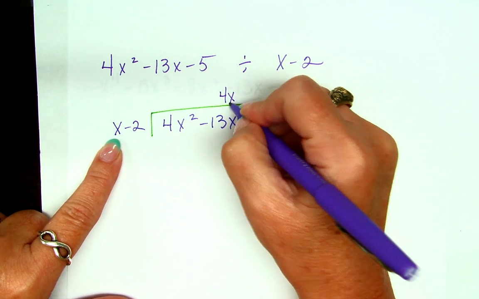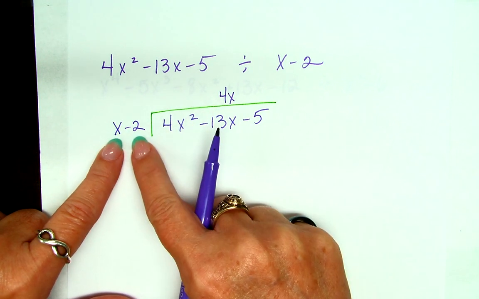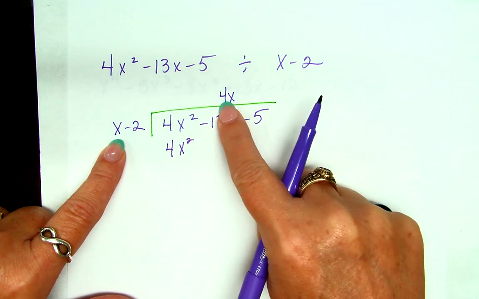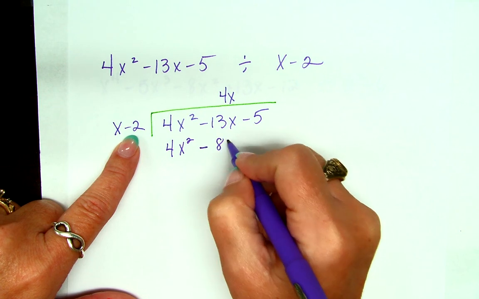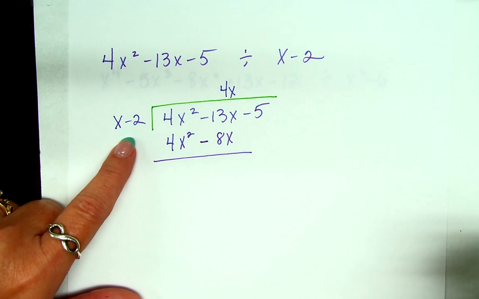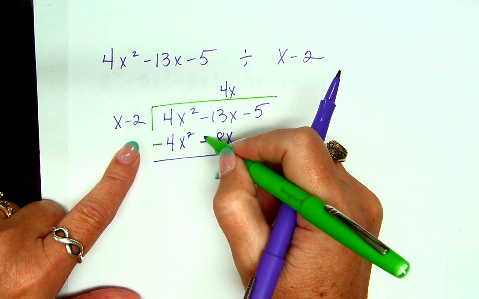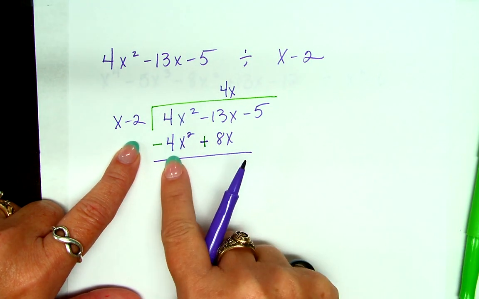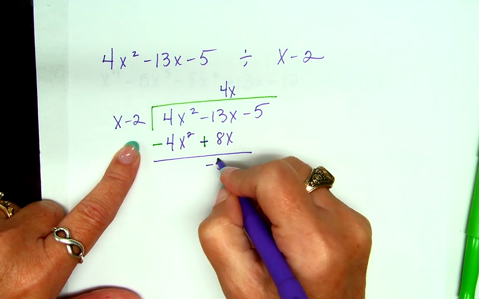Where does it go? So 4x. And what do I do now? Multiply it by everything that I'm dividing by, right? So 4x times x. 4x squared. And then 4x times negative 2. It is negative 8x, right? Okay, now what? Subtract. What's this? 0. What's this? Negative 5x.